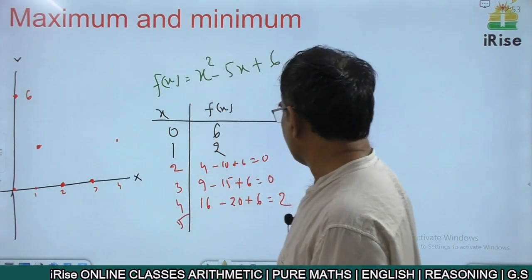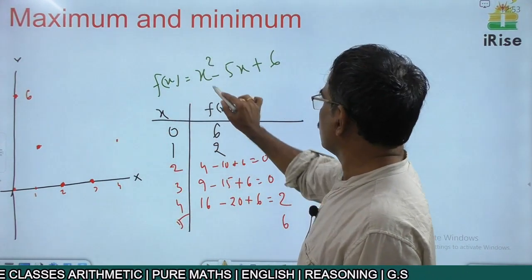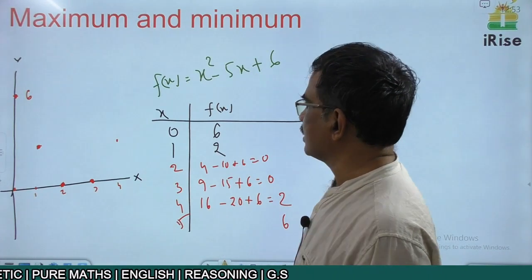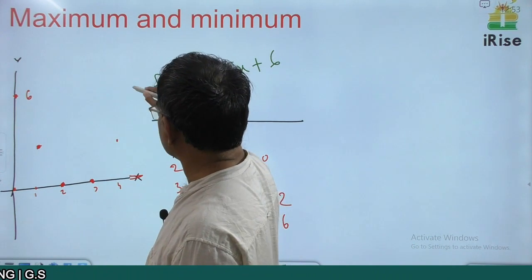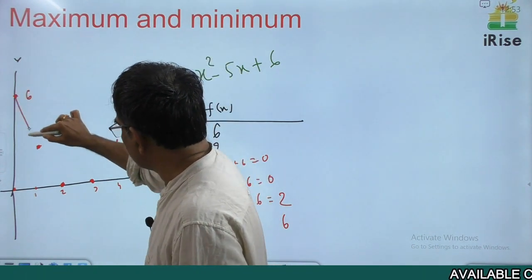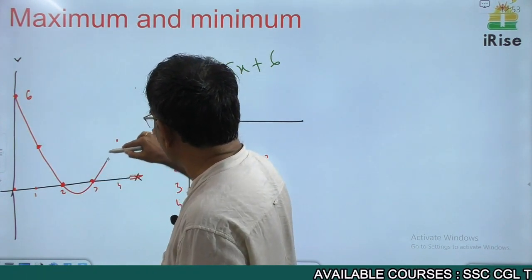Put x is equal to 5, the value is 6: 25 minus 25 plus 6 is 6. If x is equal to 6, the value is also 6. Join all these, and we get this type of curve.